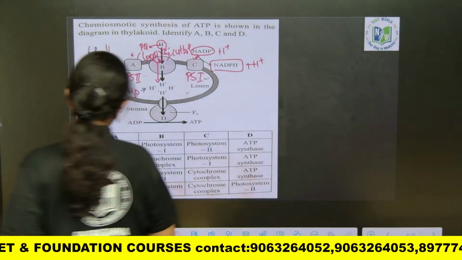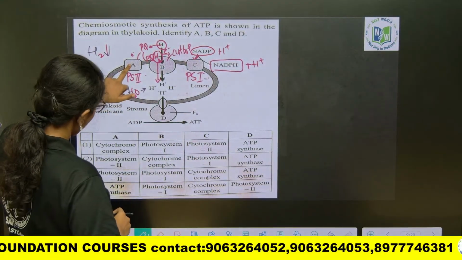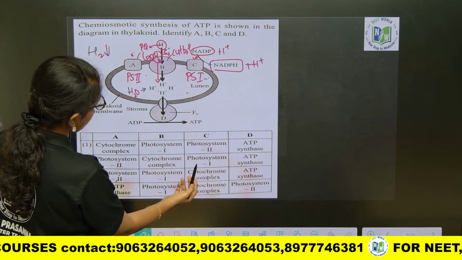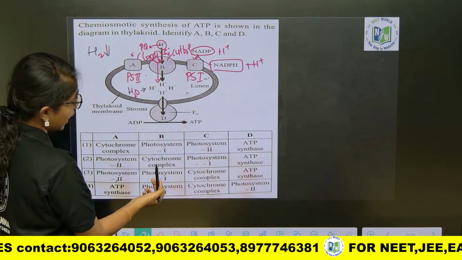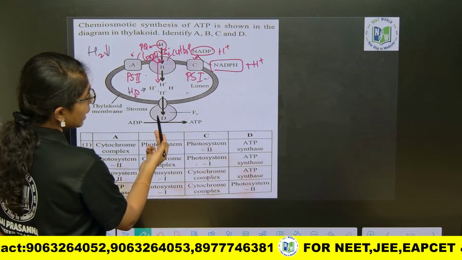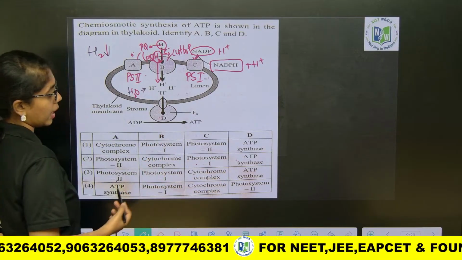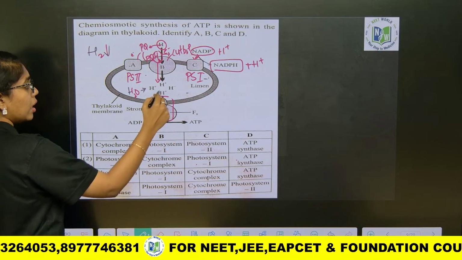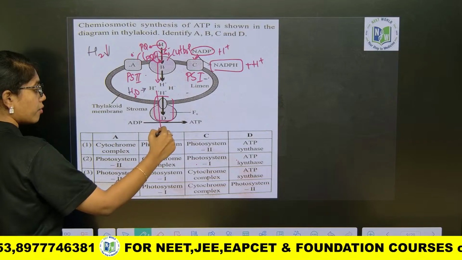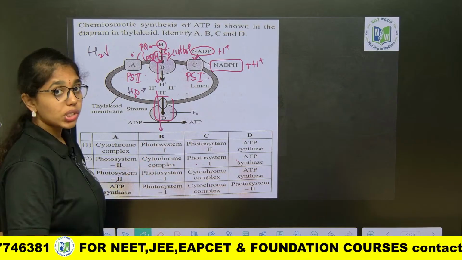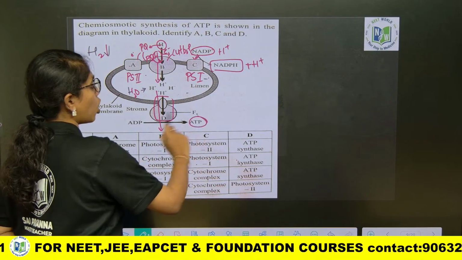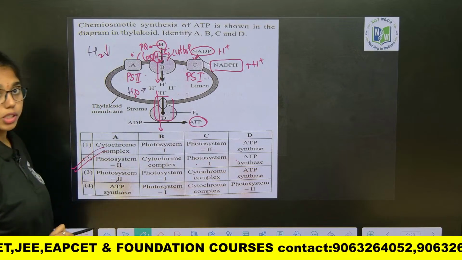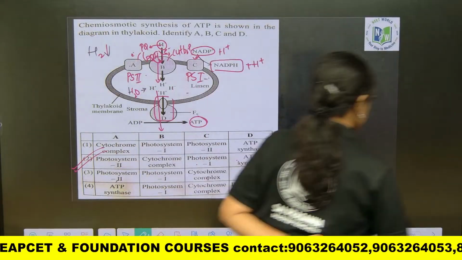So, here you see, A is what? Photosystem 2, C will be photosystem 1 and B will be cytochrome complex. D is what? ATP synthase. Through this ATP synthase proton channel, the H plus will be directed from lumen to stroma, which helps in the synthesis of ATP. So, here the right option will be option 2. Next question, you see.